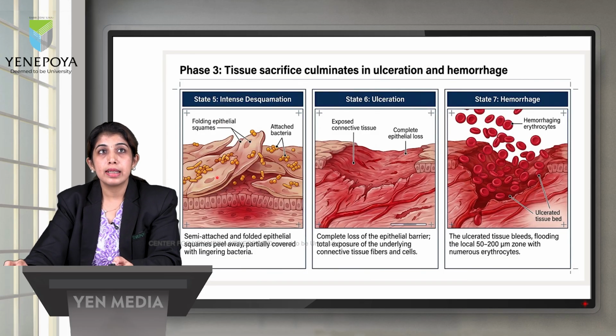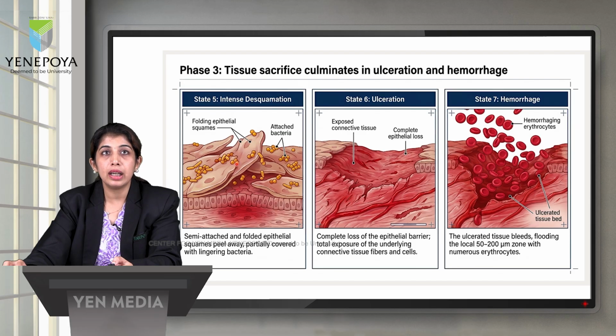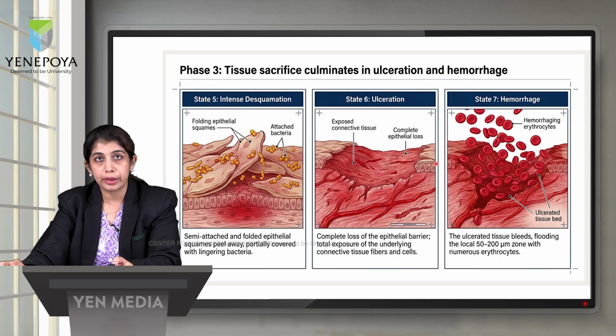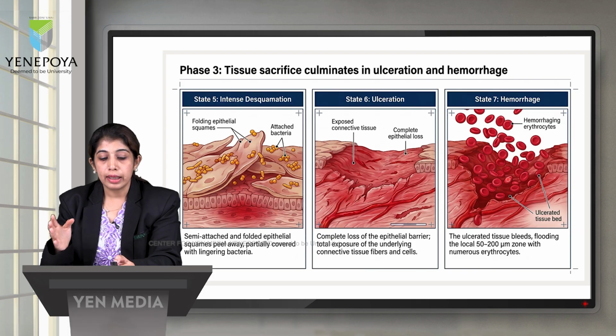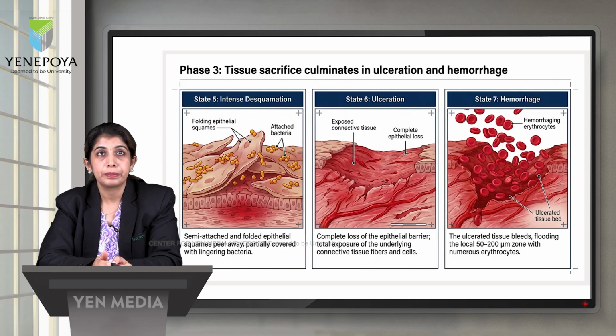Once that happens, there is extensive desquamation, that is your epithelial squames start to peel away with some amount of bacteria attached to them. Once your epithelial cells are peeling away, there is ulceration. Once ulceration is there, your epithelial barrier has been disrupted and the connective tissue is completely exposed. Once the connective tissue is exposed, the bacteria can directly enter the connective tissue, and the ulcerated area will bleed, leading to hemorrhage with erythrocytes. So this is how the lateral surface of the wall looks.